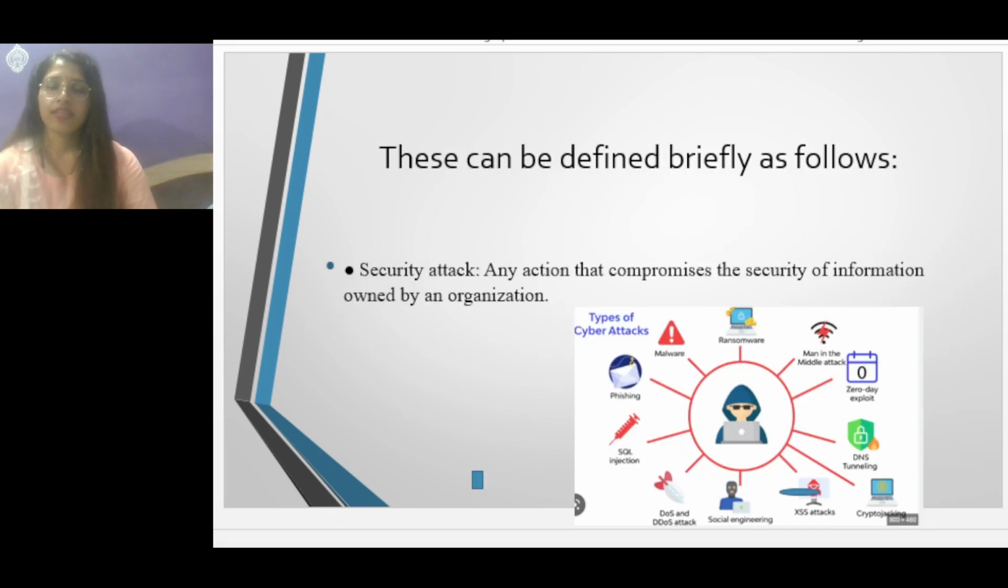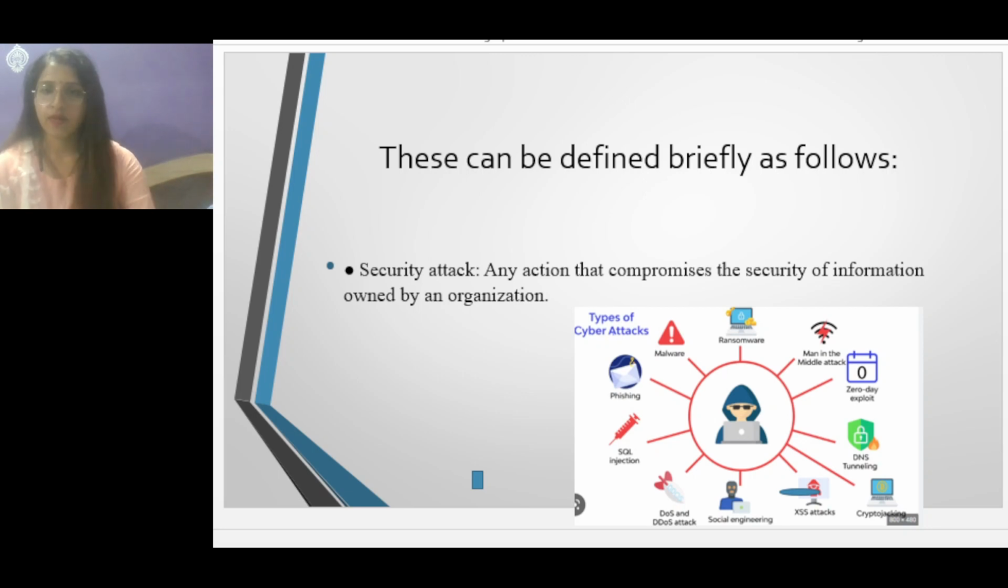What is the security attack? Attack means any kind of action, an action that compromises the security of information owned by an organization. It means an intruder is going to perform any action that will break down the security of the organization.